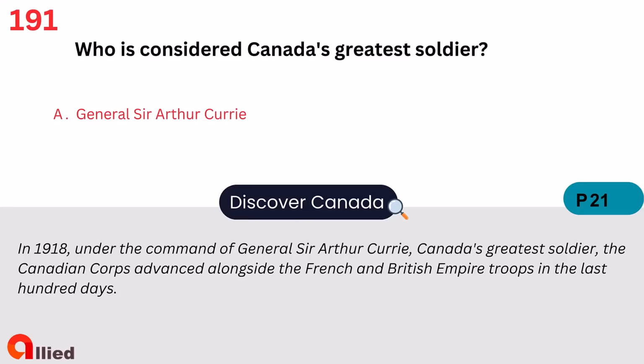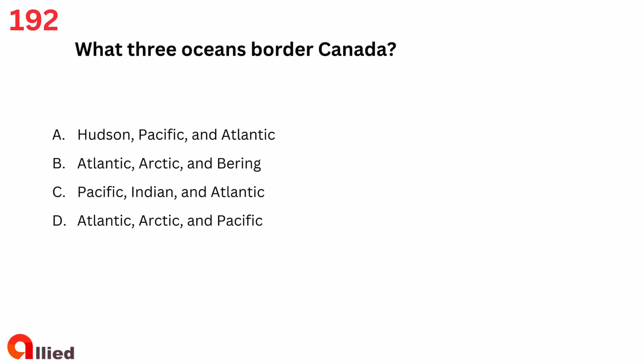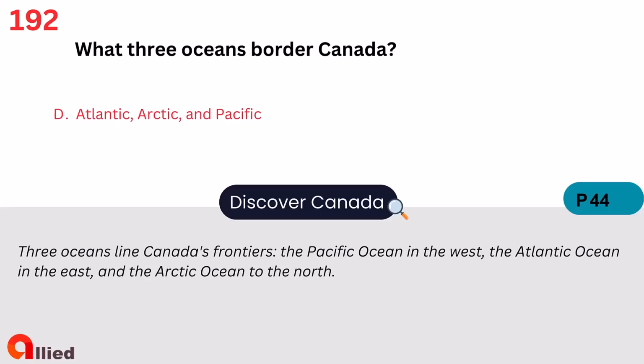General Sir Arthur Currie. Question 192. What three oceans border Canada? A. Hudson, Pacific, and Atlantic. B. Atlantic, Arctic, and Bering. C. Pacific, Indian, and Atlantic. D. Atlantic, Arctic, and Pacific. The answer is D. Atlantic, Arctic, and Pacific.